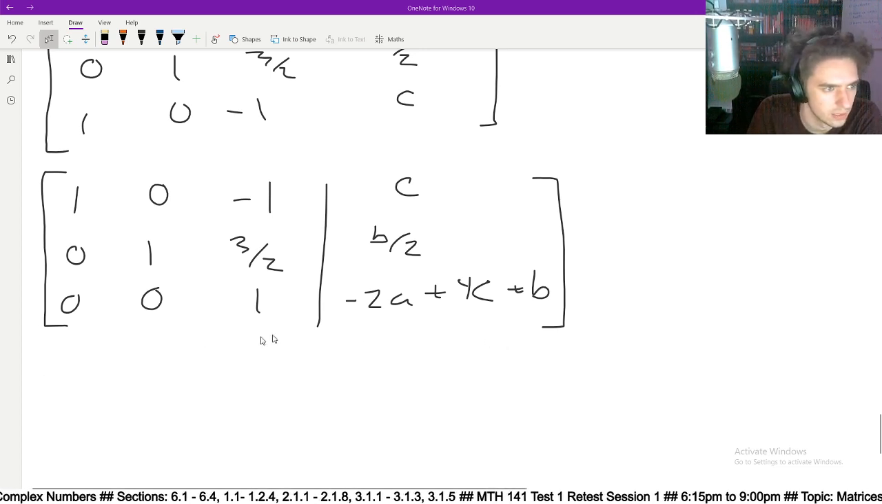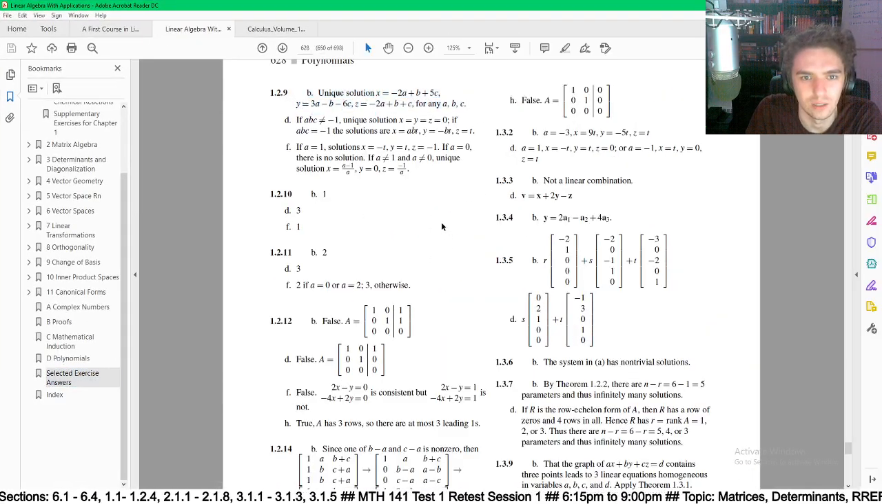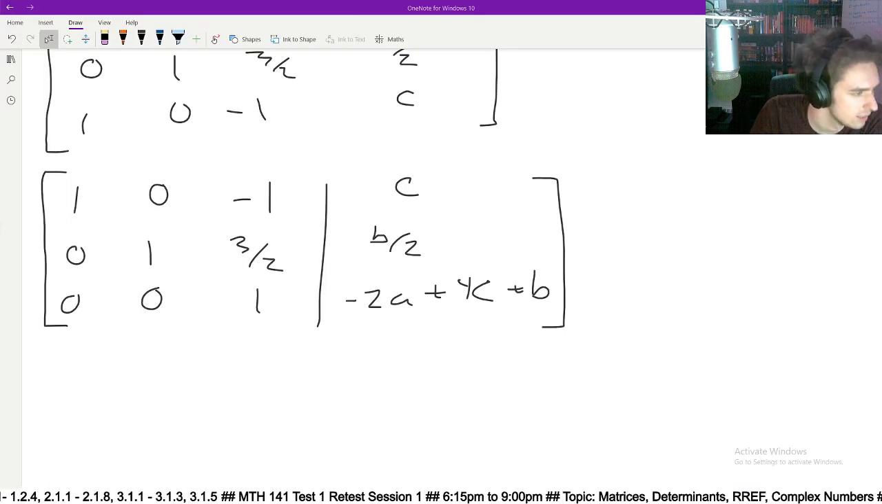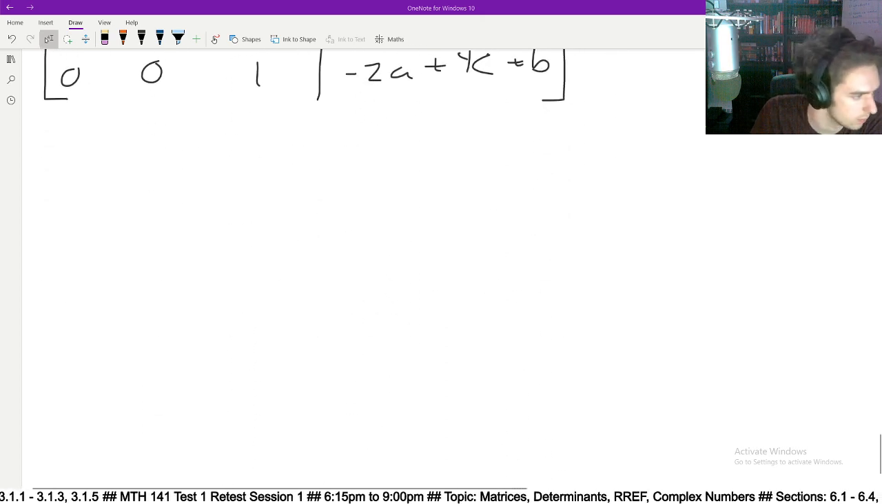Here, actually, I'll just show you. I don't know why I was explaining it. Right here. There you go. So that's the answer. So I was right. I just made some mistake in my reducing here, my elimination.